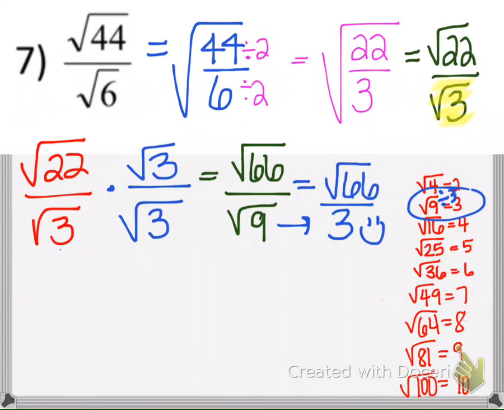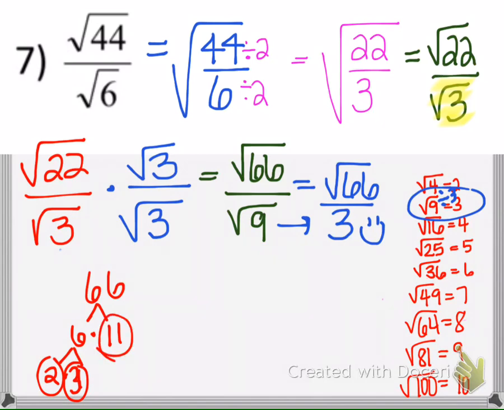Now before I'm done here, I have to make sure, if I make a factor tree, that it doesn't have any common numbers. So if I do my factor tree here, you could see that there are no perfect squares that go into 66. In other words, method 1, none of these numbers go into 66. So our final answer is the square root of 66 all over 3.